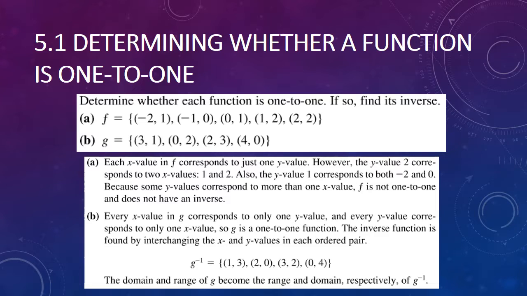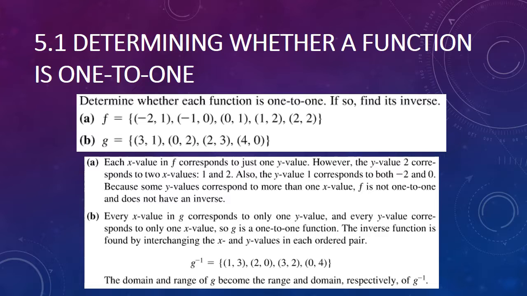Okay, so for f, each x value has just one y value, which is what makes it a function. However, we have a y value that belongs to two different x's: (1, 2) and (2, 2). We can't have that. Also (-2, 1) and (0, 1). So that means that the inverse is not a function. That means this is not one-to-one. And since it's not one-to-one, we don't need to find the inverse.